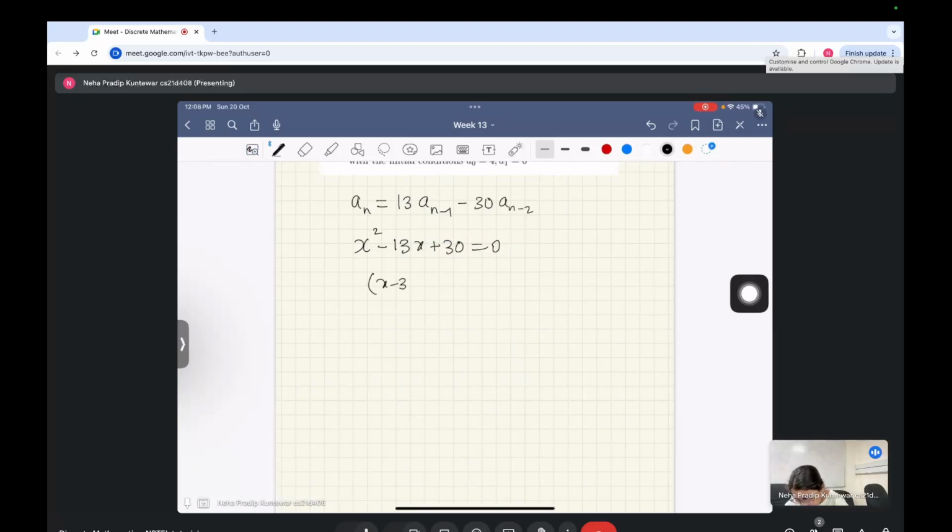you have (x minus 3)(x minus 10) is equal to 0. So if you expand this, you will get back the previous equation. So it follows that 3 and 10 are the roots for this. So x1 is 3 and x2 is 10. These are the roots of the quadratic equation.